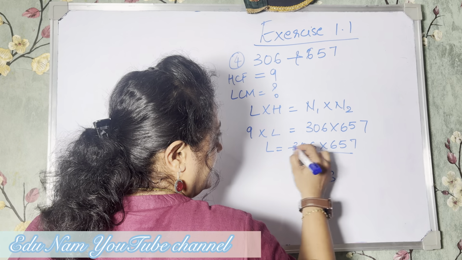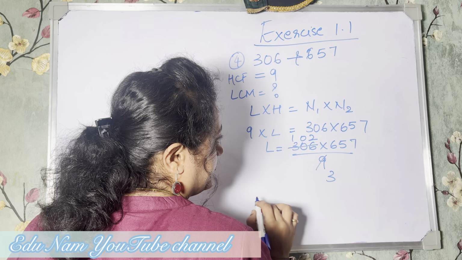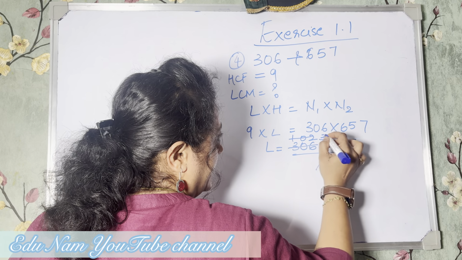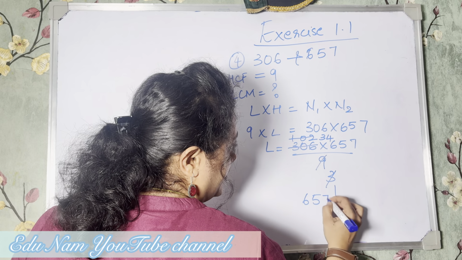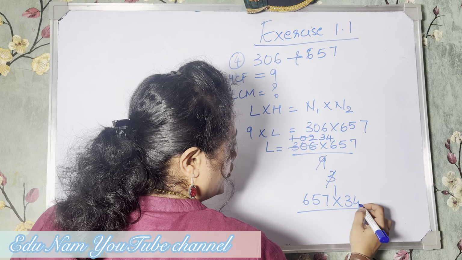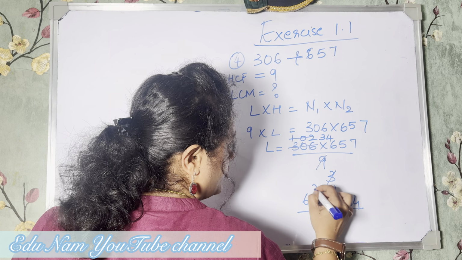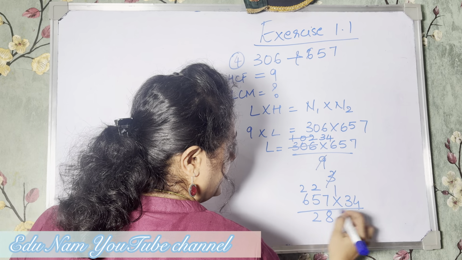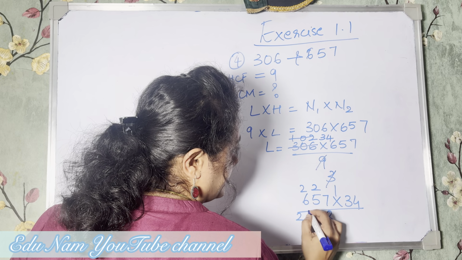3 3s are 9. 3 1s are 3, 0 as it is, 3 2s are 6. Then again 3 1s are 3, 3 3s are 9, 1 carry over, 3 4s are 12. We are left with 657 into 34. So 4 7s are 28, 8 and carry 2. 4 5s are 20 plus 2, 22. 4 6s are 24 plus 2, 26.